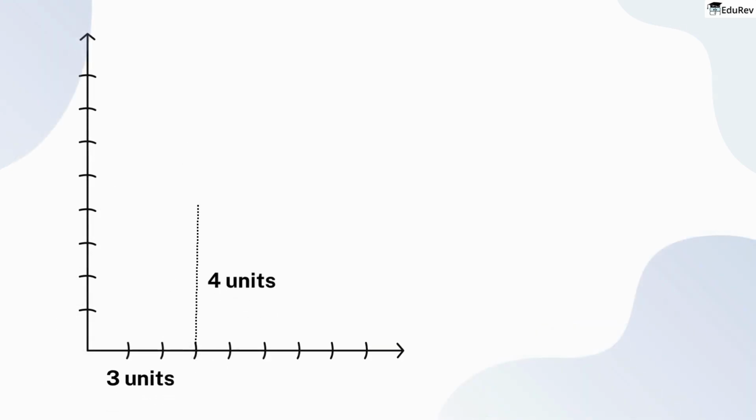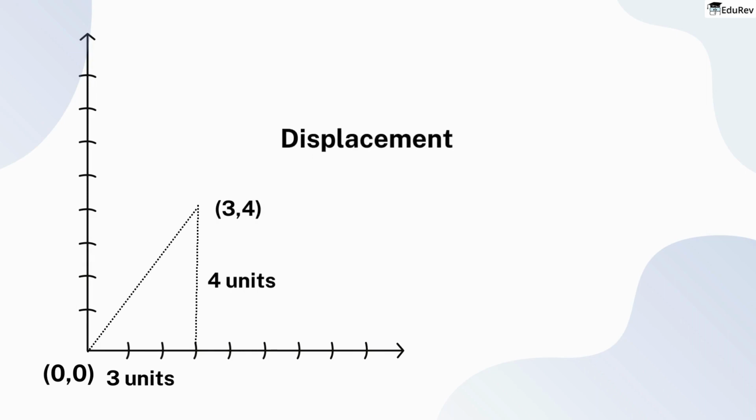In this example, it is the straight diagonal line from (0, 0) to (3, 4). Using the Pythagoras theorem, the displacement can be calculated as the square root of 3 squared plus 4 squared, which is equal to 5 units. So, the displacement is 5 units in the direction of the point (3, 4).